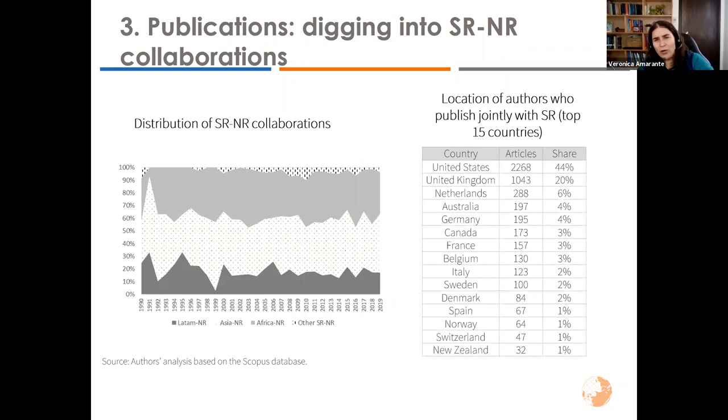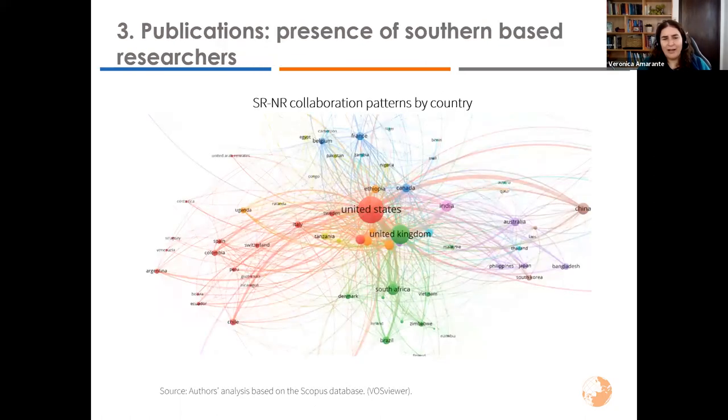When we look at the location of the researchers from the North who are writing with Southern researchers, it's clearly very concentrated. More than 64% are in two countries, the United States or the United Kingdom. So the research collaborations are basically there. Then you have an important number of collaborations in the Netherlands, and then it decreases in the other European countries. And this pattern of collaborations we try to illustrate with a software tool that allows us to see these collaborations.